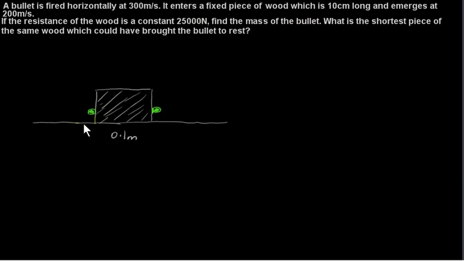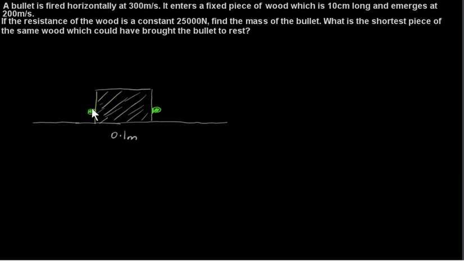So here's a piece of wood that is fixed to some bench or whatever, and it's 10 centimeters long, which is 0.1 meters. Here is a picture of the bullet just before it enters the block. Let's look at the forces acting on the bullet just as it enters the block. We are given that the resistance of the wood is a constant 25,000 newtons.